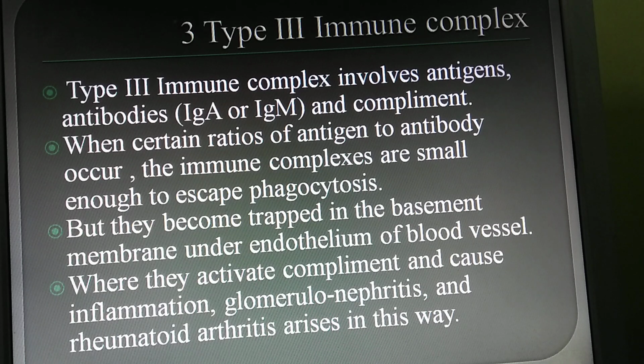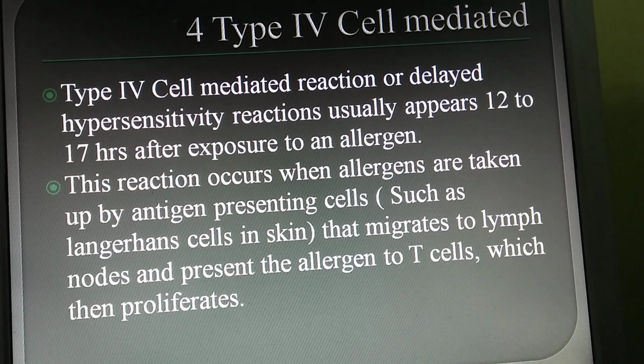Immune complex, third type. Immune complex involves antigen, antibodies and complement, IgA and IgM. When certain ratios of antigen to antibody occur, the immune complexes are small enough to escape phagocytosis, but they become trapped in the basement membrane under the endothelium of the blood vessel, where they activate complement and cause inflammation. Glomerulonephritis, rheumatoid arthritis occur in this way.